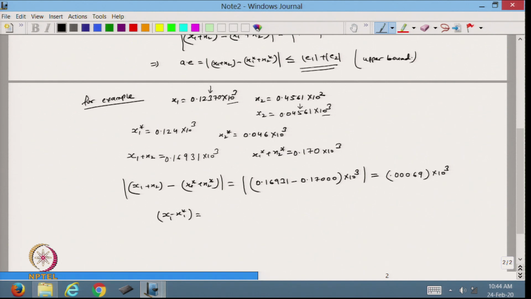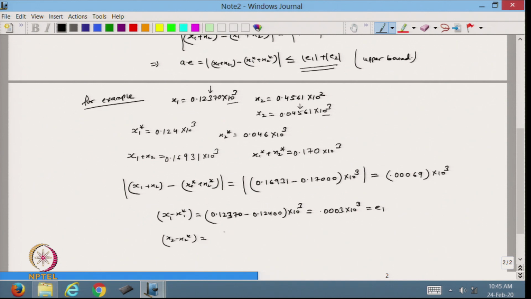So x1 minus x1 star, this is the number 12370 minus 12400 into 10 raised to power 3. So it has 400 and 370, so it is 0.0003 into 10 raised to power 3. So that is the error we got, so this is my E1.